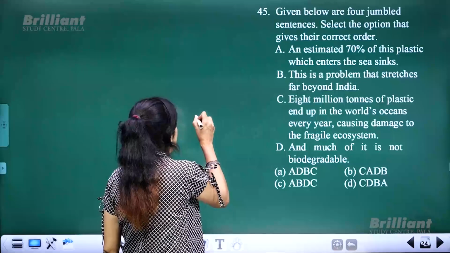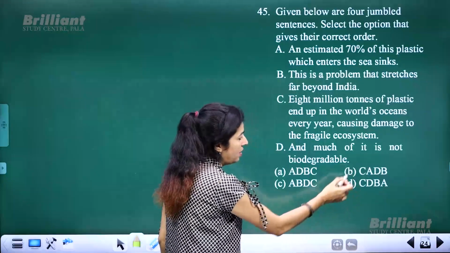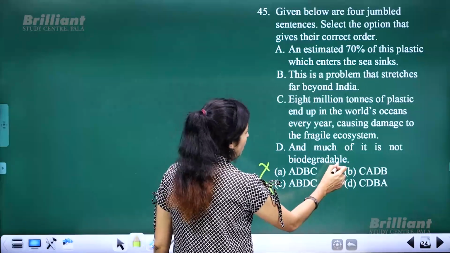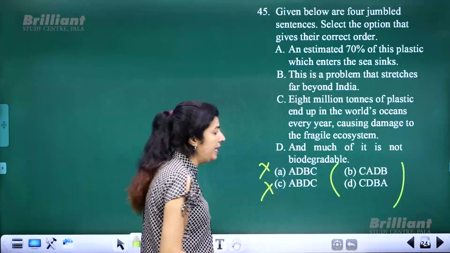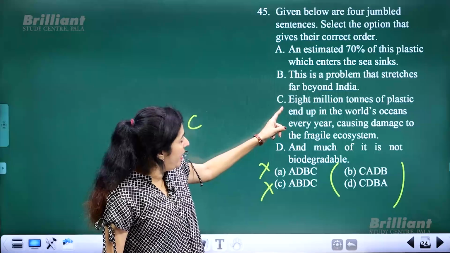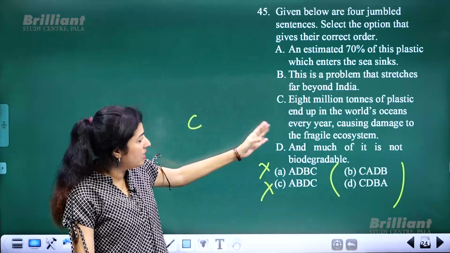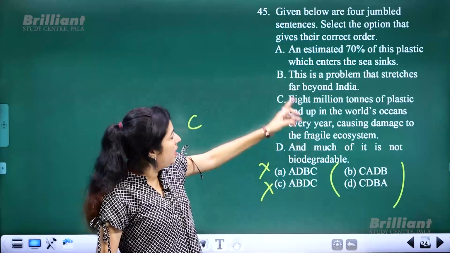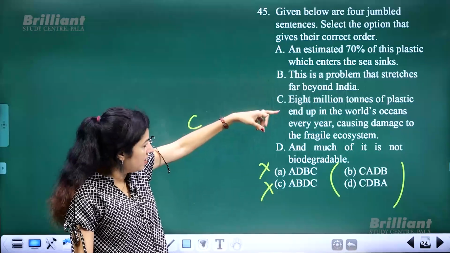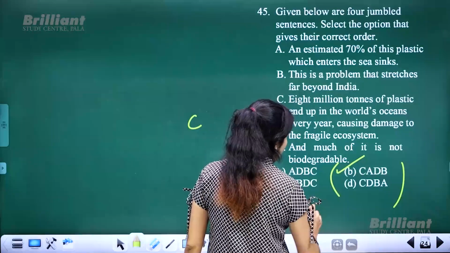So we can start with C. And here also 2 options started with C, right? So strike this off and focus on these two. CADB. What is CA? CA. 8 million tons of plastic end up in world's ocean every year, causing damage to the fragile ecosystem. An estimated 70% of this plastic which enters the sea sinks. So you can take this, right? CA. So option number B is our correct answer.